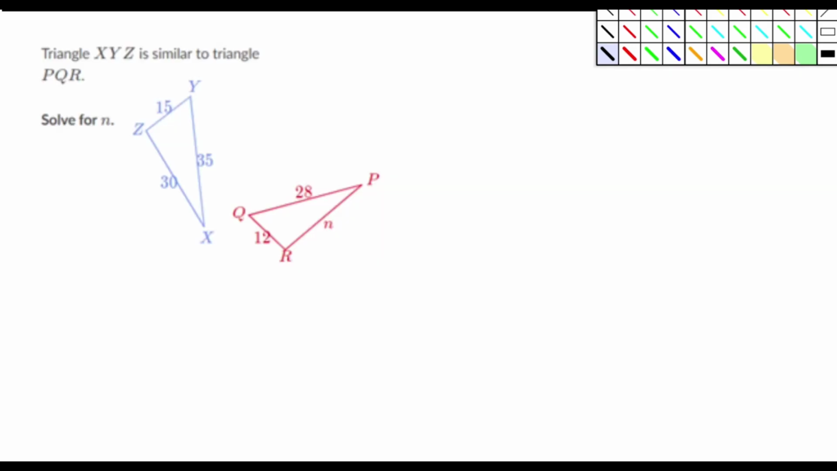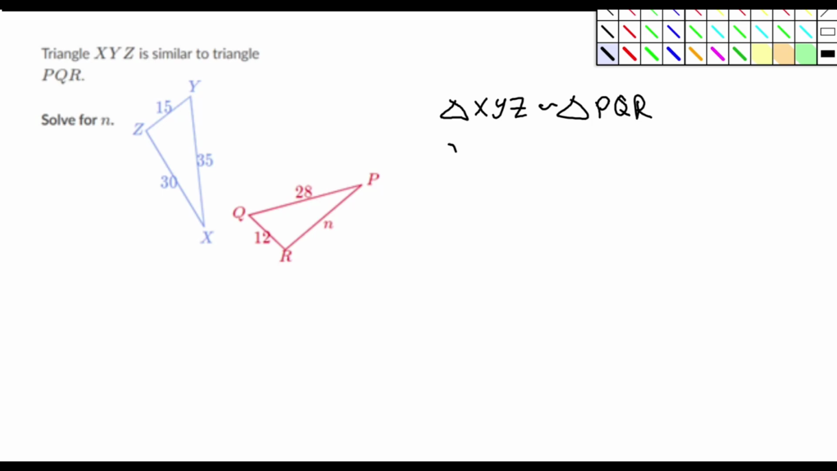So here we go. Let's take a look at this one. Triangle XYZ is similar to triangle PQR. In this problem, they have told you what triangles are similar, so I usually write these out. Triangle XYZ is similar to triangle PQR. All right, not too bad. Step 1 done.